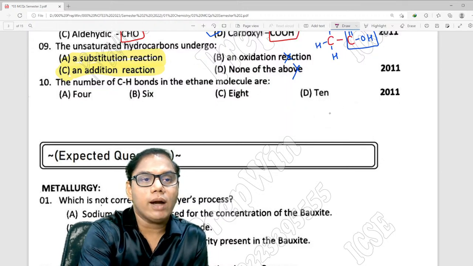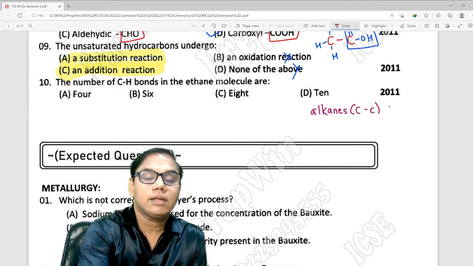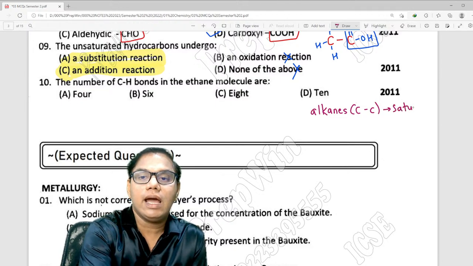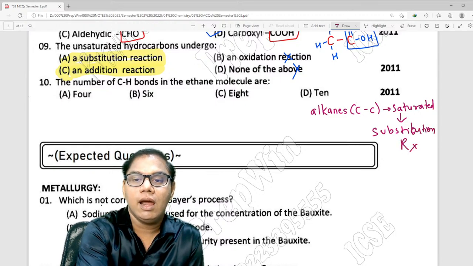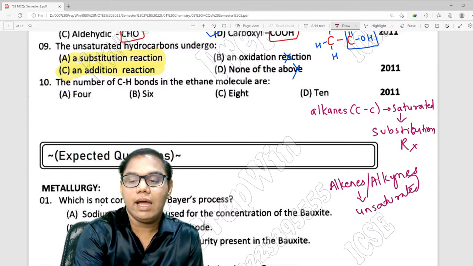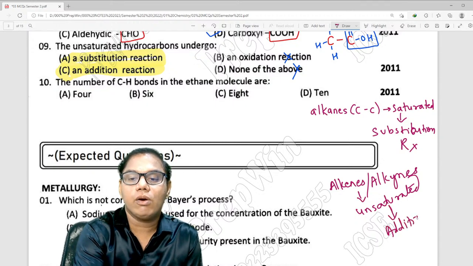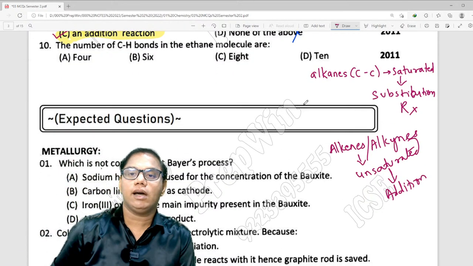Alkanes. That is carbon single bond carbon. They are saturated, and they undergo what kind of reaction? They undergo substitution reaction. And what about alkenes and alkynes? They are unsaturated and they undergo addition reaction. So the correct option is definitely C.